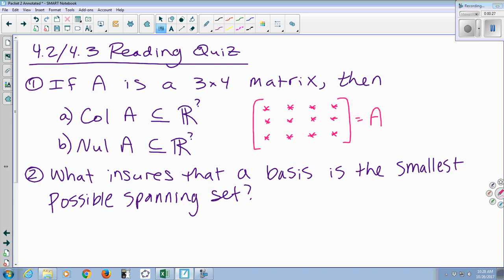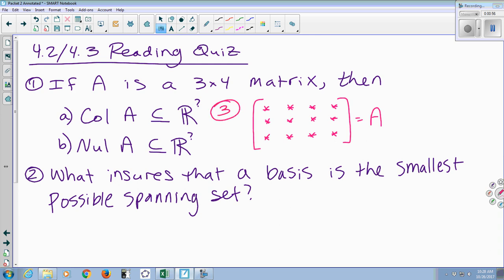3x4 matrix. So Col A is the set of all linear combinations of the columns. So if you take linear combinations of each of these columns, throw a scalar on each column and add them together, you're going to live in R3. Yeah, because these columns all have 3 entries. Take a linear combination of them, you're going to get a 3-entry vector as your result.